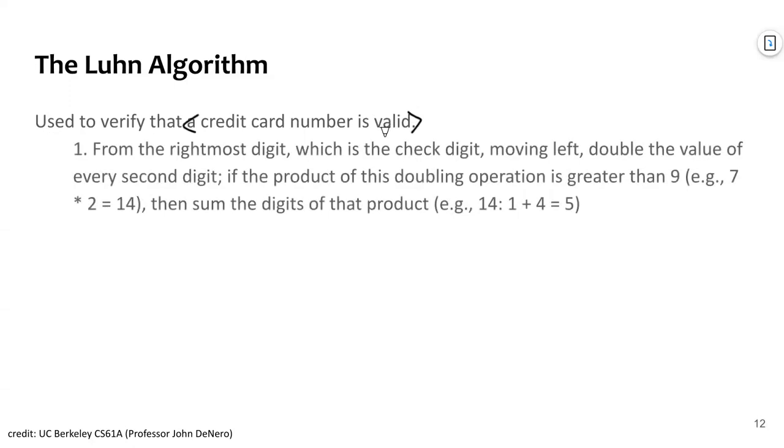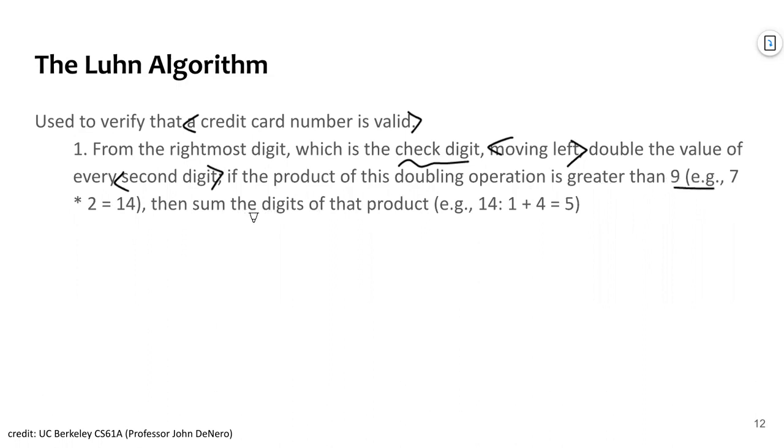So I'm going to talk about the Luhn algorithm. This Luhn algorithm is used to verify if a credit card number is valid or not. So how do we do this? From the rightmost digit, which is the check digit, we move towards the left, and we double the value of every second digit. And if the product of this doubling operation is greater than 9, then sum the digits of that product.